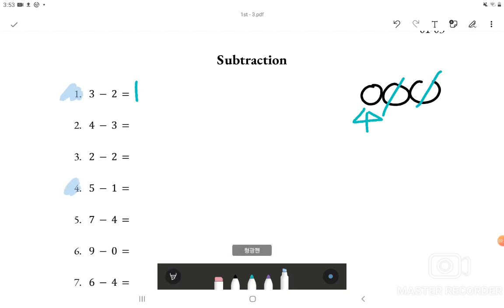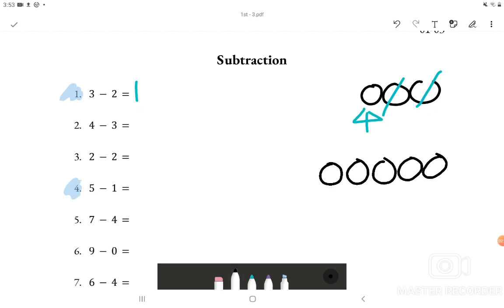We can also do number 4 with the same method. We have 1, 2, 3, 4, 5 circles, and when we subtract one of them, we still have 4 left. The answer for number 4 will be 4.